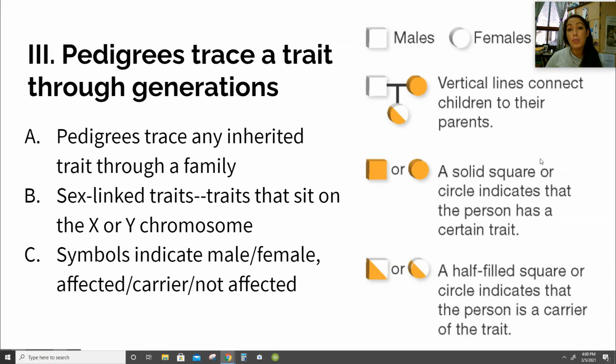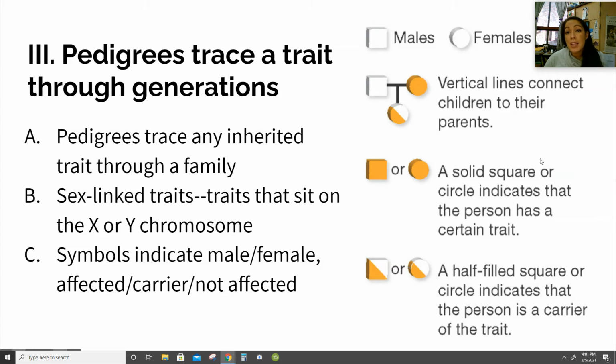This can be really helpful when you're trying to track an inherited disease or an inherited disorder that a family might have, like Huntington's disease or something like that. So pedigrees can trace any inherited trait through a family. Sometimes you'll see pedigrees that trace really innocent things like eye color, but oftentimes you'll see pedigrees that want to trace a disease or a disorder.